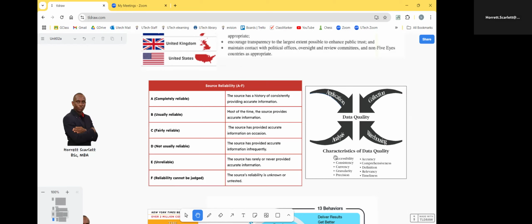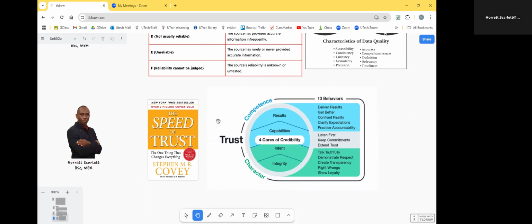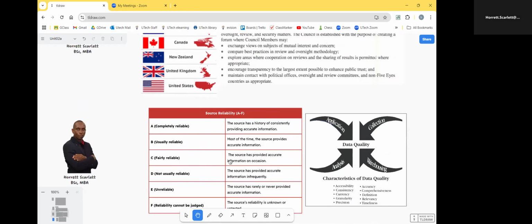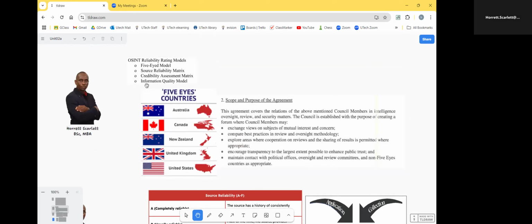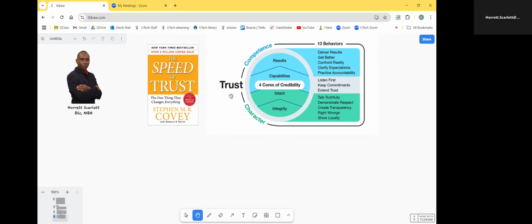And remember, we spoke a bit earlier about data quality. And just as a reminder, these are some of the qualities that we can look at. And this would feed into what is known as the information quality model. So that's something that we would have discussed prior. Now we are looking at trust. And this is where we are now focusing on the credibility assessment matrix. And if something is going to be credible, then of course it has to be trustworthy.